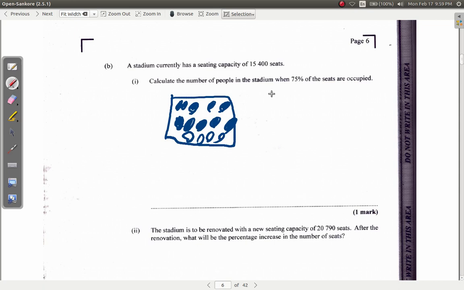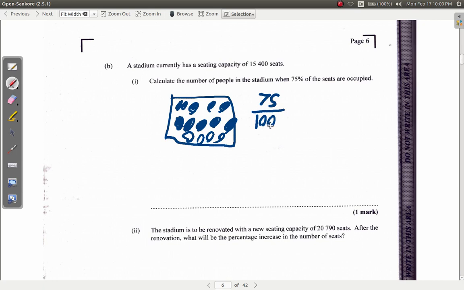What we are going to do is find 75% of 15,400, which is most of the seats. So what is 75% of 15,400? Per means out of, just like kilometers per hour: how many kilometers you're getting out of each hour that passes. 75% is 75 out of cent. Cent means 100.